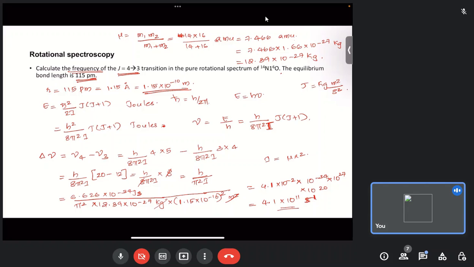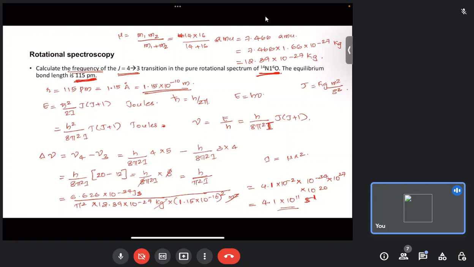So this is going to be the frequency of transition from J is equal to 4 to 3 in a pure rotational spectrum of 14N 16O with a bond length of 115 pm. So this is how we calculate the frequency of transition when we have two particles which are bonded, with its molecular weight given, and if we are given the J for the transition.